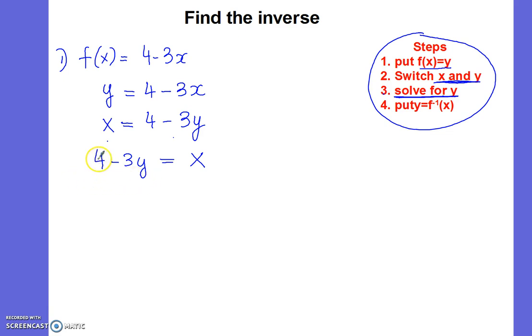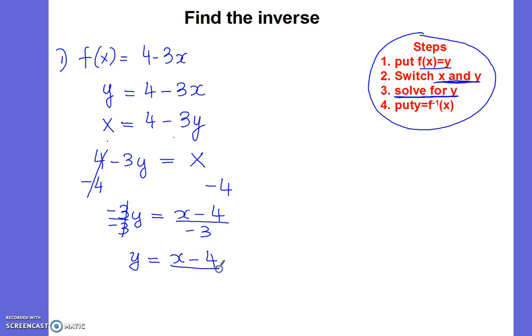So first I cancel the positive 4. So I do minus 4 on both sides. 4 and 4 will cancel. I get negative 3y is equal to x minus 4. Now to solve for y, I have to divide by negative 3 on both sides. So 3 and negative 3 will cancel. I get y is equal to x minus 4 over 3 and a negative sign.